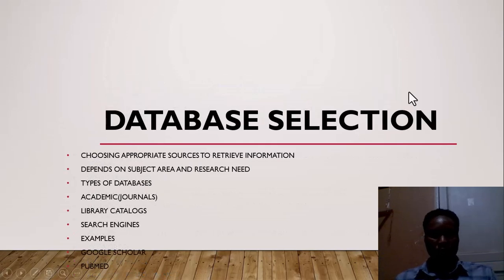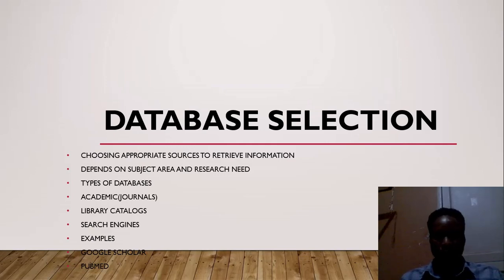So now we go to what we call database selection. This is searching appropriate sources to retrieve information, depending on subject area and research need. Types of databases: we have academic journals, library catalogs, and search engines, for example Google Scholar and the rest of it. As examples of database selection, we have Google Scholar, public information, and the rest of it.